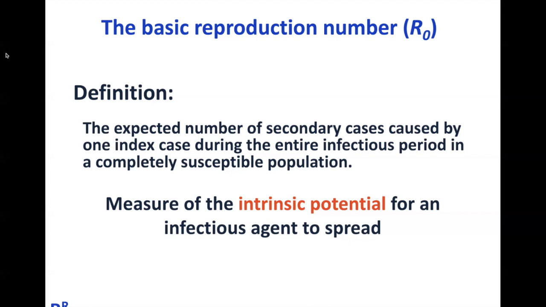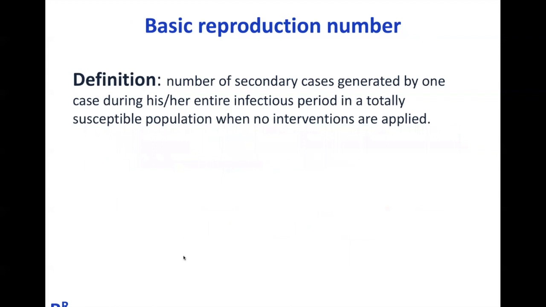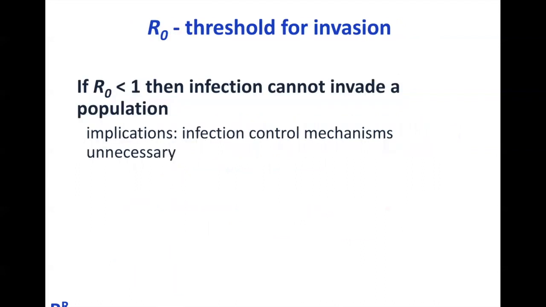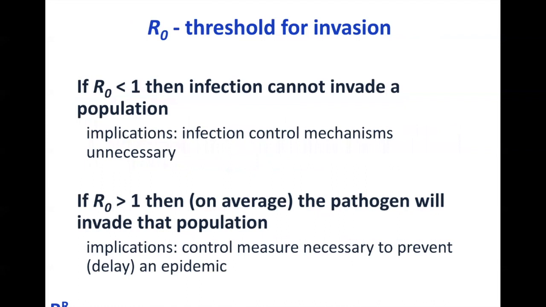I was just talking about the basic reproduction number when there's no intervention. How it works, I think, is clear. We talked about this. If it's bigger than one, it spreads. If it's smaller than one, it disappears.